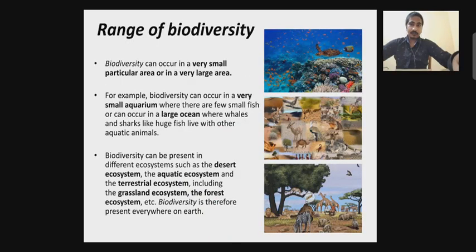So what is the range of biodiversity? Where can you see biodiversity? From a very small area to a very large area. For example, you can observe biodiversity in a small aquarium, and then to a greater extent you can observe biodiversity in the entire planet Earth.